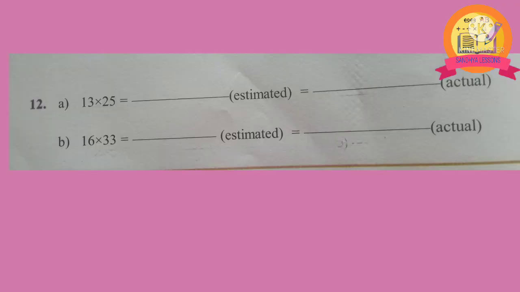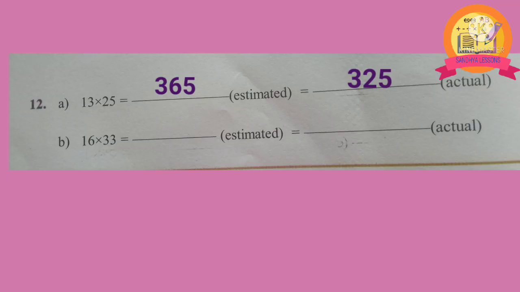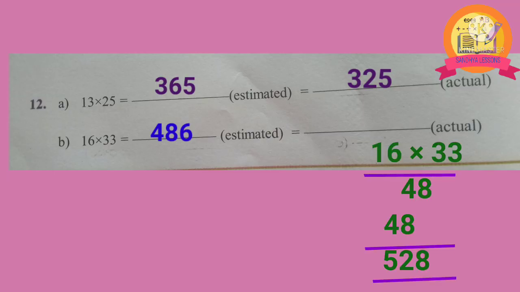12th Roman. First problem, 13 multiplied by 25. The estimated answer is 365. After multiplying 13 by 25, we get 325. So the actual answer is 325. Second one, 16 multiplied by 33. The estimated answer is 486. After multiplying 16 by 33, we get 528. So the actual answer is 528.